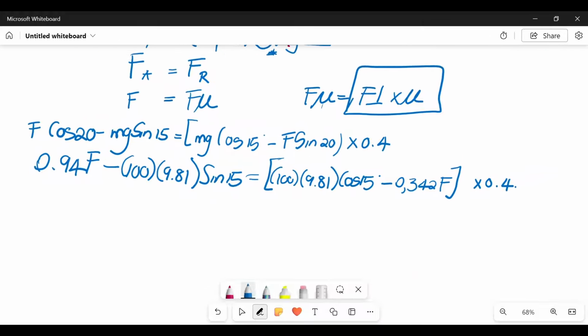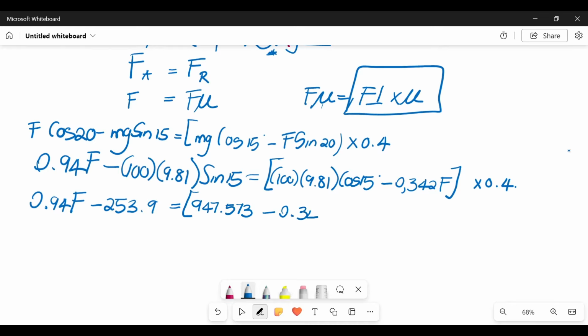Okay, it looks like it's getting longer and longer, but let's trust the process. Okay, so this we can keep as is for now. 100 times 9.81 sine 15. This gives me 253.9. Okay, let's try it with the cos 15. It's on the opposite end. Okay, 947.573.